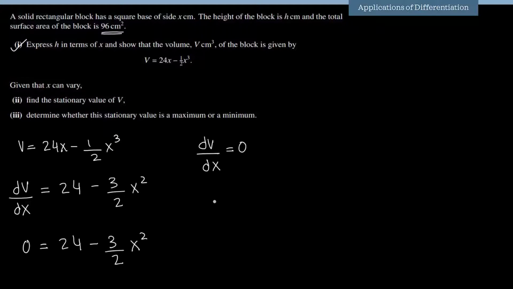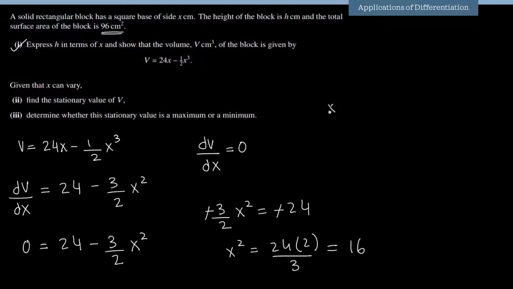Now I'll solve this equation for x. Minus 3 upon 2 x squared is going to be equal to minus 24. These two minus signs cancel out. X squared is equal to 24 times 2 divided by 3, which is equal to 16. So x squared is equal to 16. Now if I take square root on both sides, I'll get x as positive 4 or x is equal to negative 4.